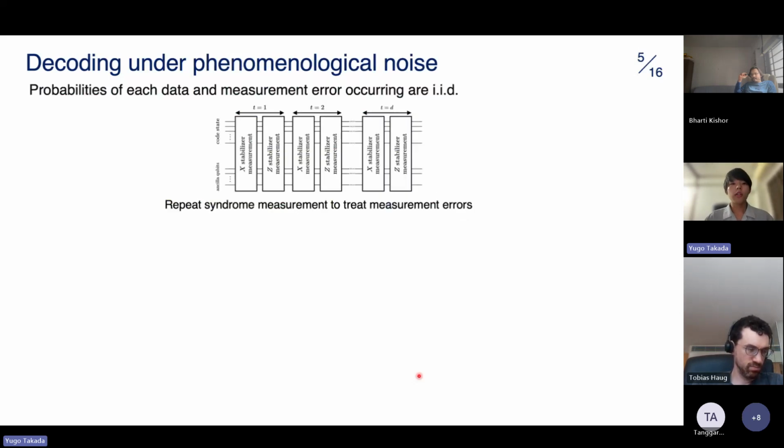The phenomenological noise is a noise model where measurement errors also occur in addition to the data errors. And probabilities of each data and measurement error are independent and identically distributed. And in the presence of measurement errors, we need to repeat syndrome measurement a number of times to treat measurement errors.